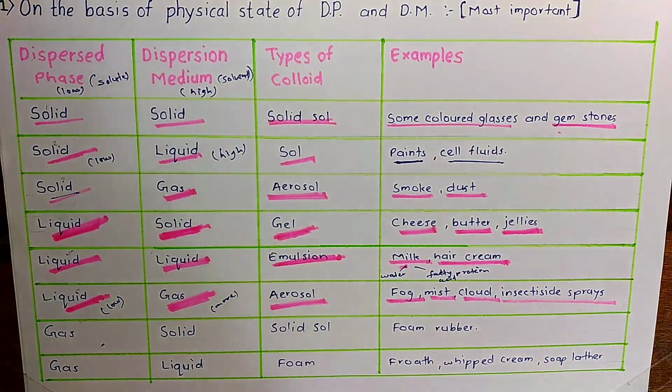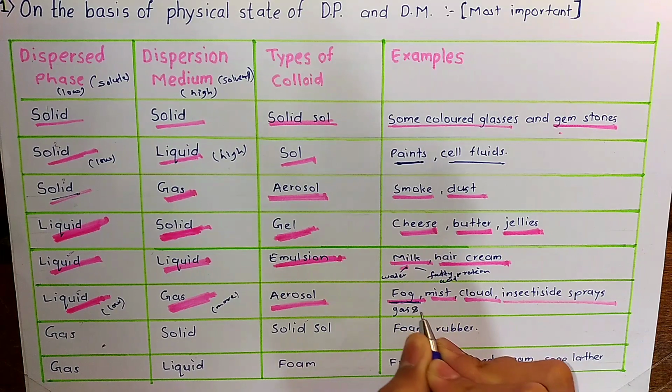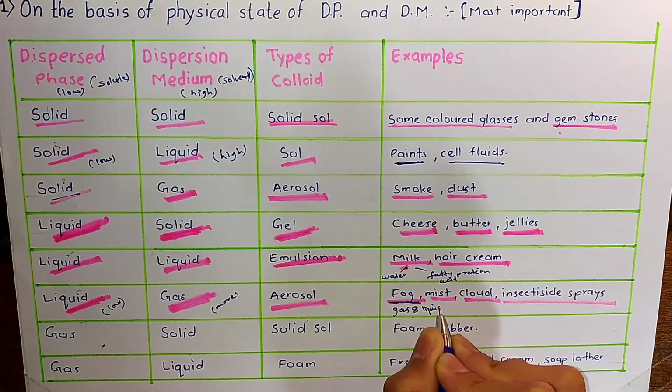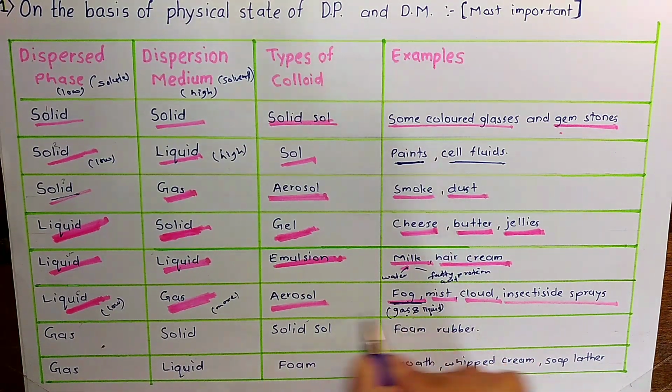In fog we have gas and also liquid. When we feel fog, if we are traveling in a car and there is fog, the fog will settle on the glass of the car, and we see liquid, like air plus liquid drops. This is the example of aerosols.